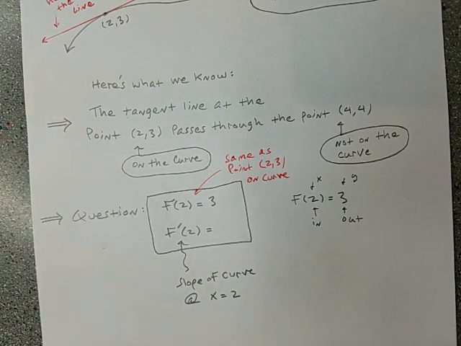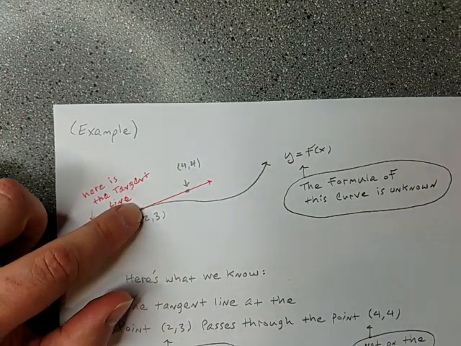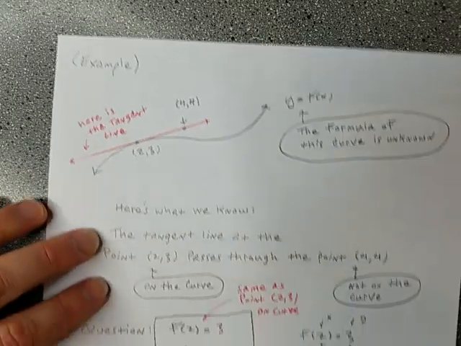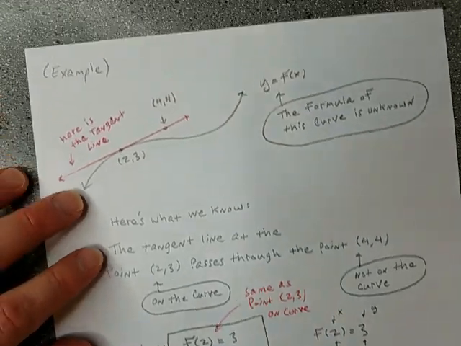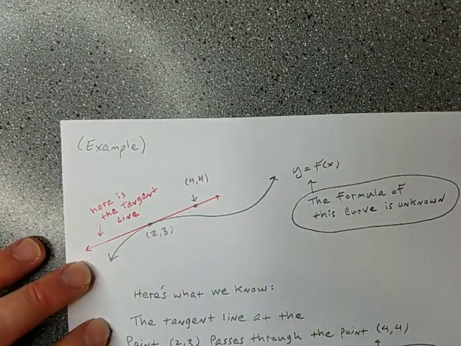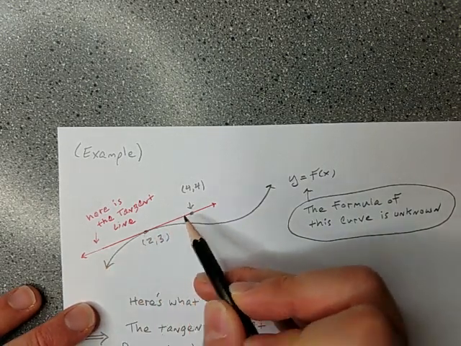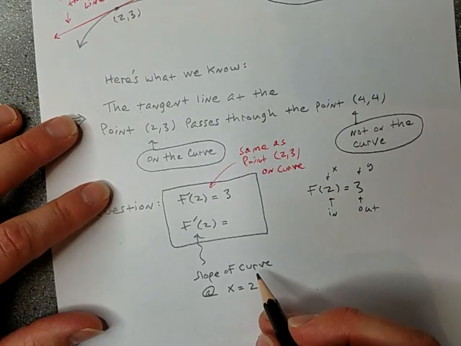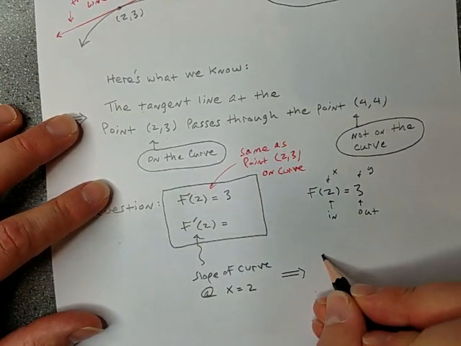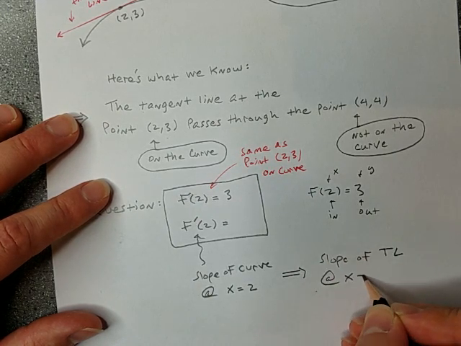All right? The slope of the curve, though, is the same thing as the slope of the tangent line at the point. So we could figure this out if you tell me what the slope of that line there in red is, because that would be the slope of the curve. Well, that should be easy to do. I've got a line, I got 2 points. That's all I need to figure out the slope. Okay? So the slope of the curve at x equal to 2 is the same thing as the slope of the tangent line at the point where x is equal to 2.